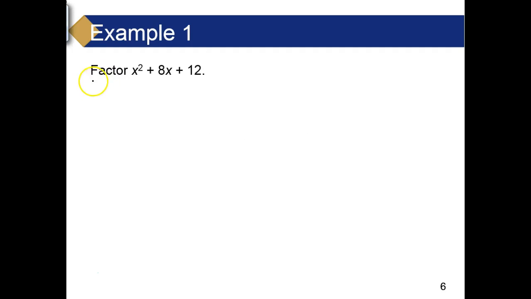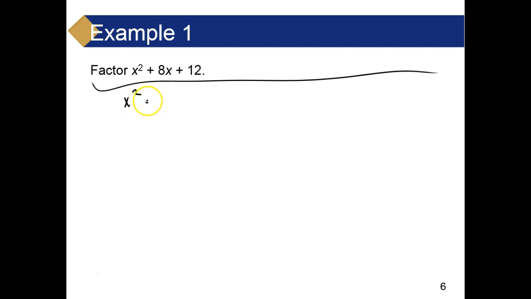Example 2. Factor this: x squared minus 10x plus 24. We're always optimistic that we can factor that. Where do we start? First term. It's the only possible factorization for x squared: x times x. Then where do we look next? Sign of the last term.